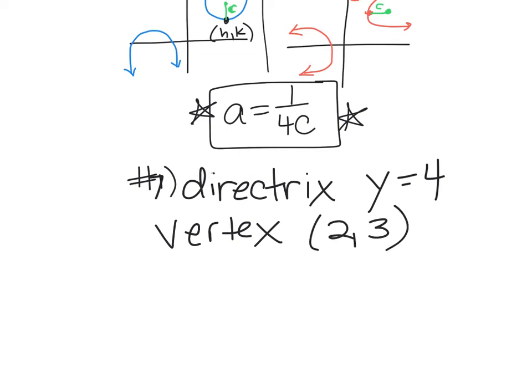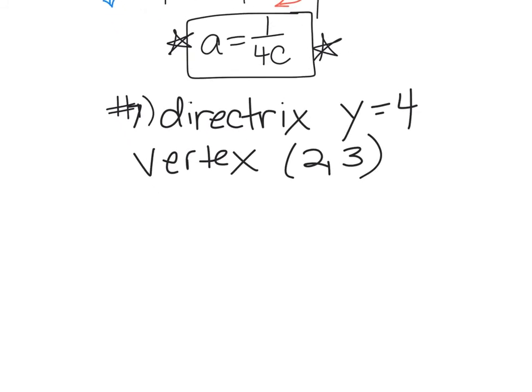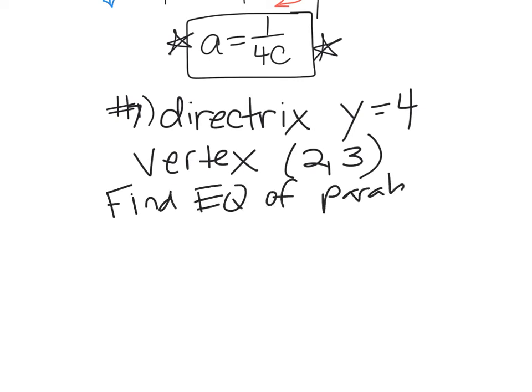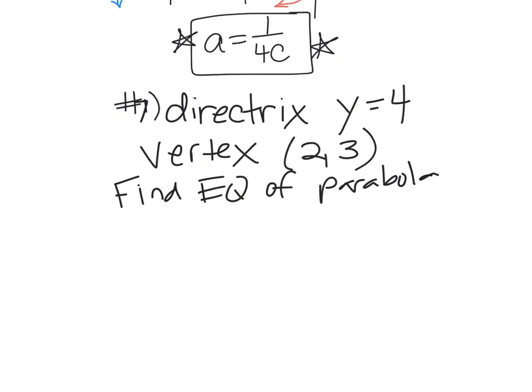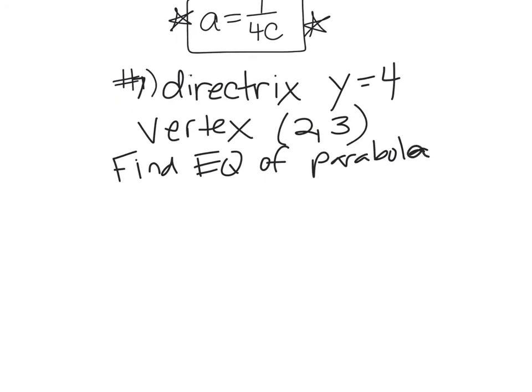All right, directrix y equals 4, vertex (2, 3). And that's all they're going to give you, and you have to find the equation of the parabola. A picture is worth what? 1,000 words. My suggestion, whether you take it or not, is whenever you need to come up with an equation of a parabola, draw a picture. That's going to narrow it down to which formula you need.